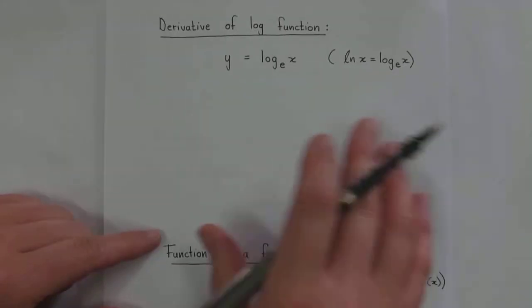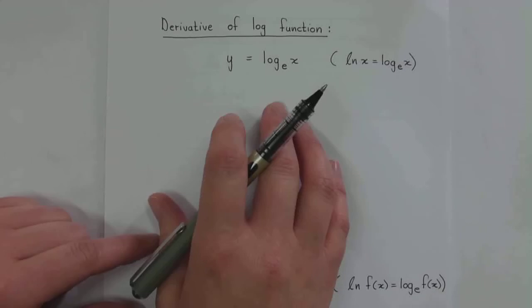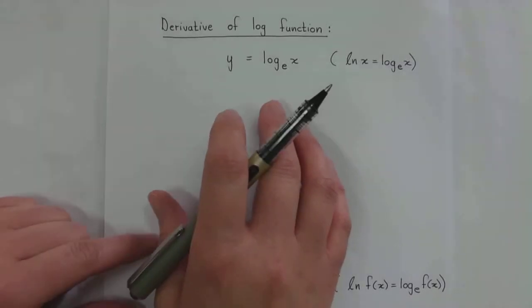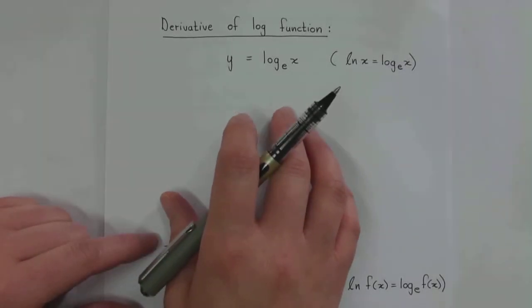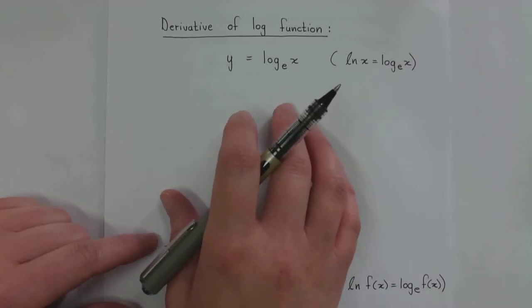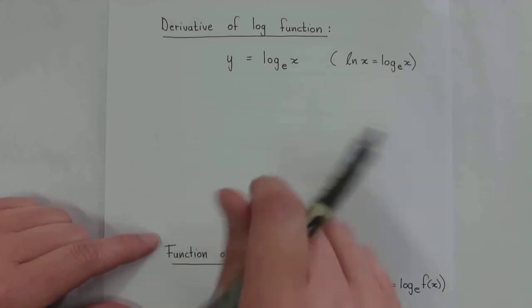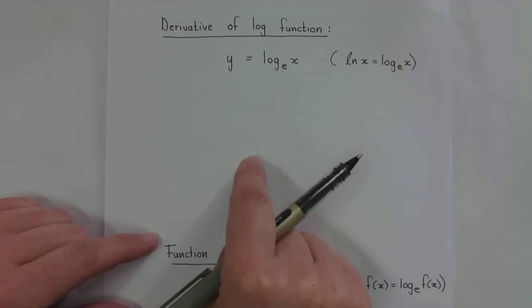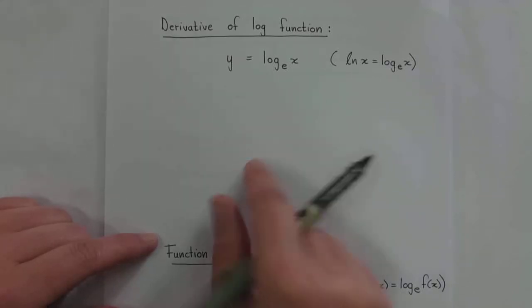So by the way, this deduction that I'm going to show you just now is not part of the syllabus, meaning you don't have to be able to prove this. It's just useful to understand where the derivative of the log function comes from. So I'm just going to show you where it comes from, but again, like I stated, you don't have to be able to do this little proof. It's just for interest's sake.